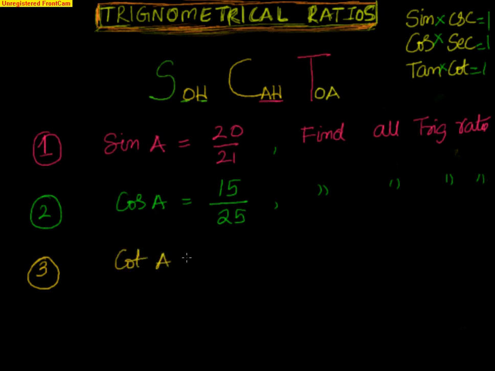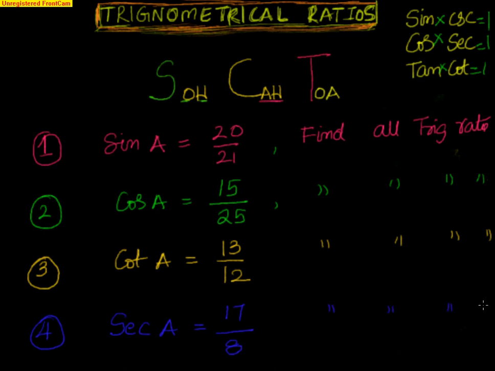And I am going to give you another one. Cotangent of A is equal to 13 by 12. Find all trigonometric ratios. Another one I will give to you. Secant of A is equal to, let me find out something for you. Okay, right, I will say 17 by 8. Okay, find all trigonometric ratios.